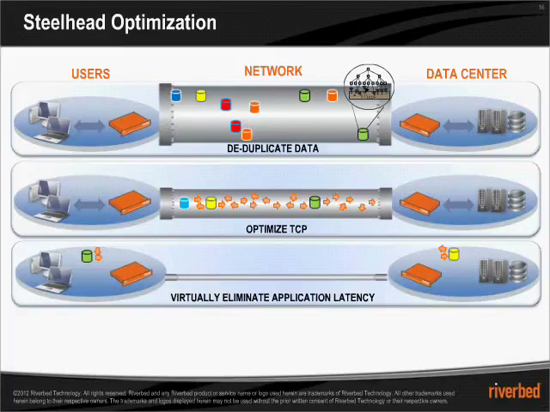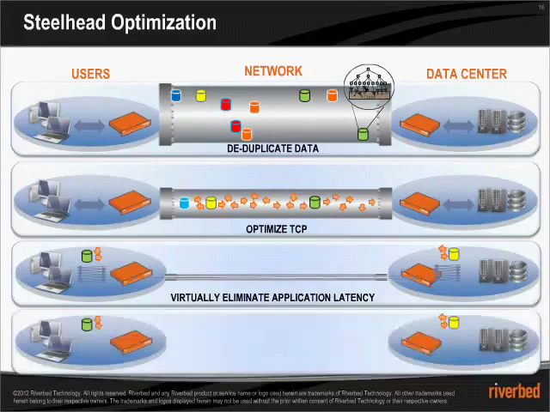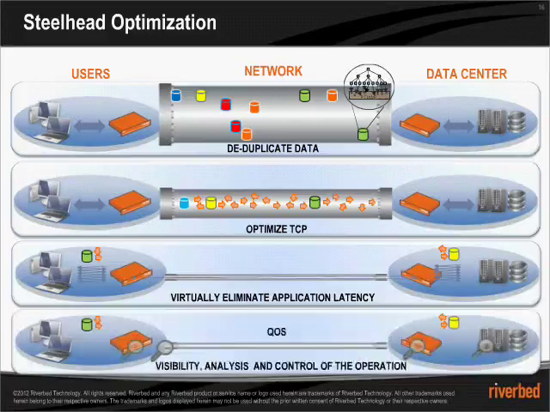So this is another layer 7 or application level approach to working around high latency or long distances in the network between the user and the SharePoint repository. The last area we look at is what can we do to give more visibility, analysis, and control?